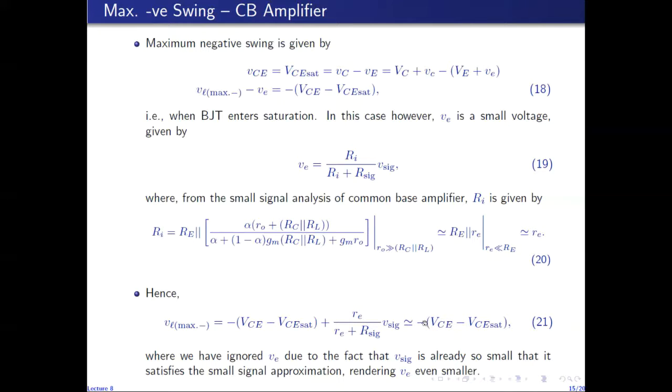So once we ignore this term, we obtain this approximate expression for the maximum negative swing of the common base amplifier, which can be observed to be the same expression as we obtained previously for the common emitter amplifier.